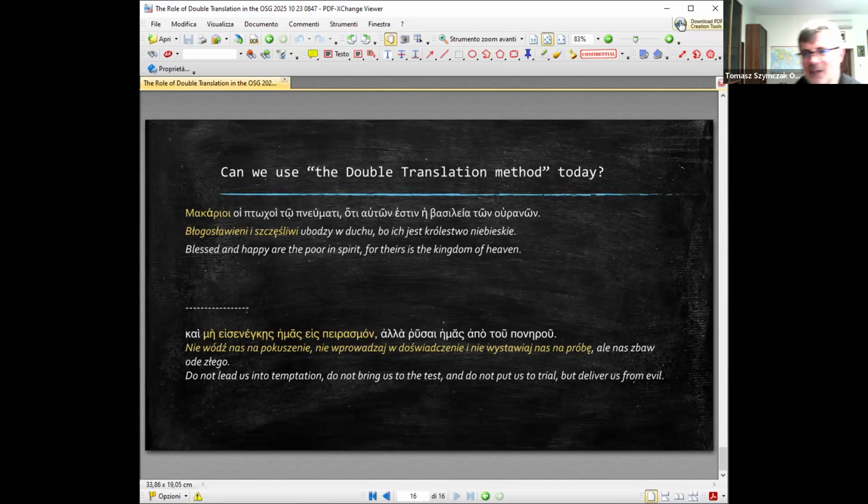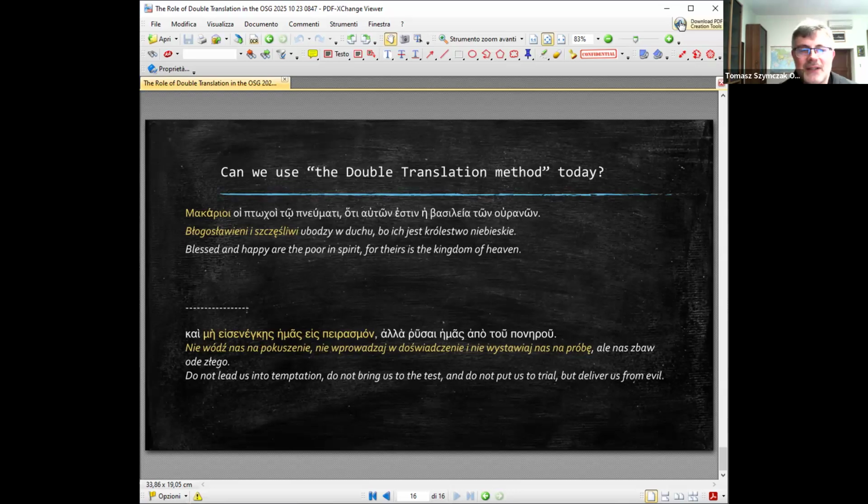Maybe there is no point in rendering Makarioi as "Błogosławieni szczęśliwi," blessed and happy are the poor in spirit, or maybe there is no point in rendering Kai me eisenenkes hemas eis peirasmon, the rendering that created some problems here in Italy years ago, with "nie wódź nas na pokuszenie, nie wprowadzaj w doświadczenie, nie wystawiaj nas na próbę." Do not lead us into temptation, do not bring us to the test, and do not put us to trial, but deliver us from evil.